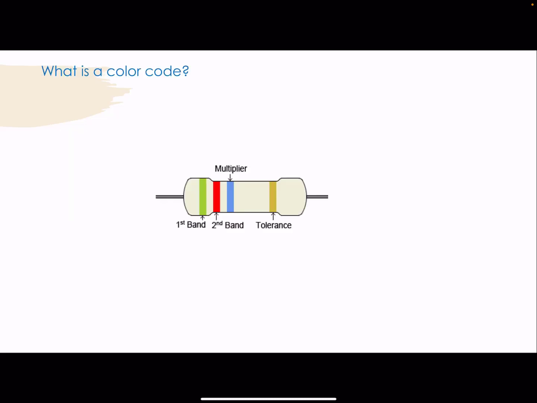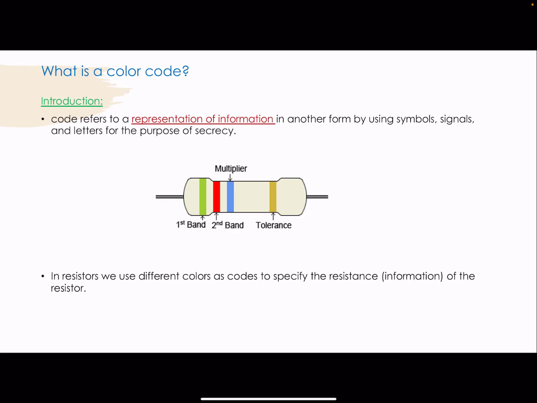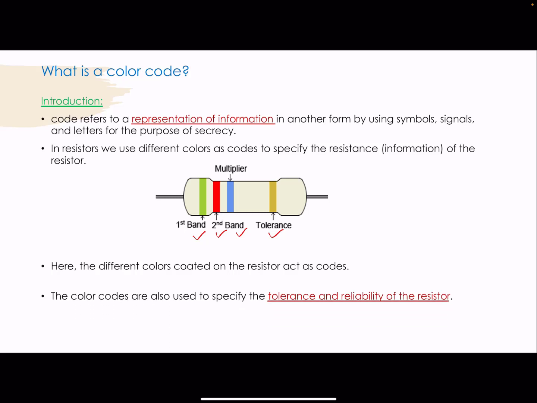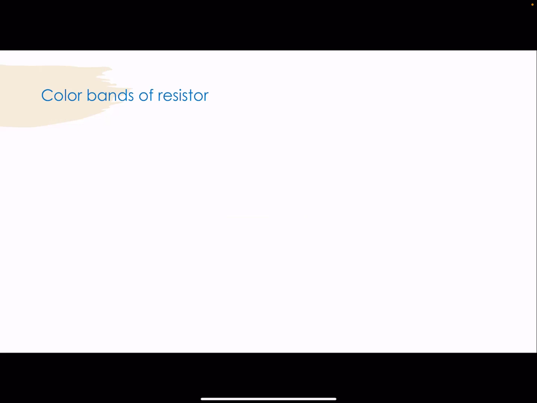Now moving on to the topics, what is a color code? Basically, the codes are used for representing the information by using symbols, letters or signals. Now, in the case of a resistor, we make use of color bands as the codes for calculating the resistance of a resistor. Now, if you see here, these are the different color bands which are used for representing the resistance of a resistor. Now, these resistance color codes are used for specifying the tolerance and reliability of a resistor. And if you want to calculate the resistance value of a resistor directly, then we can make use of an ohm meter.